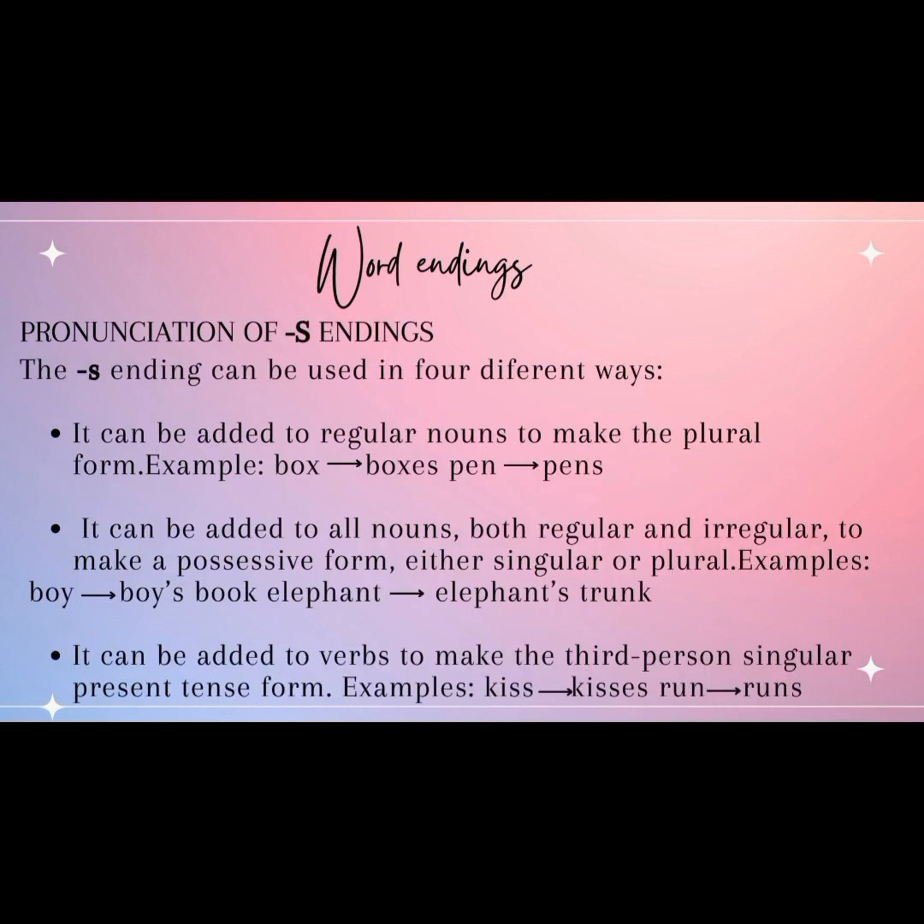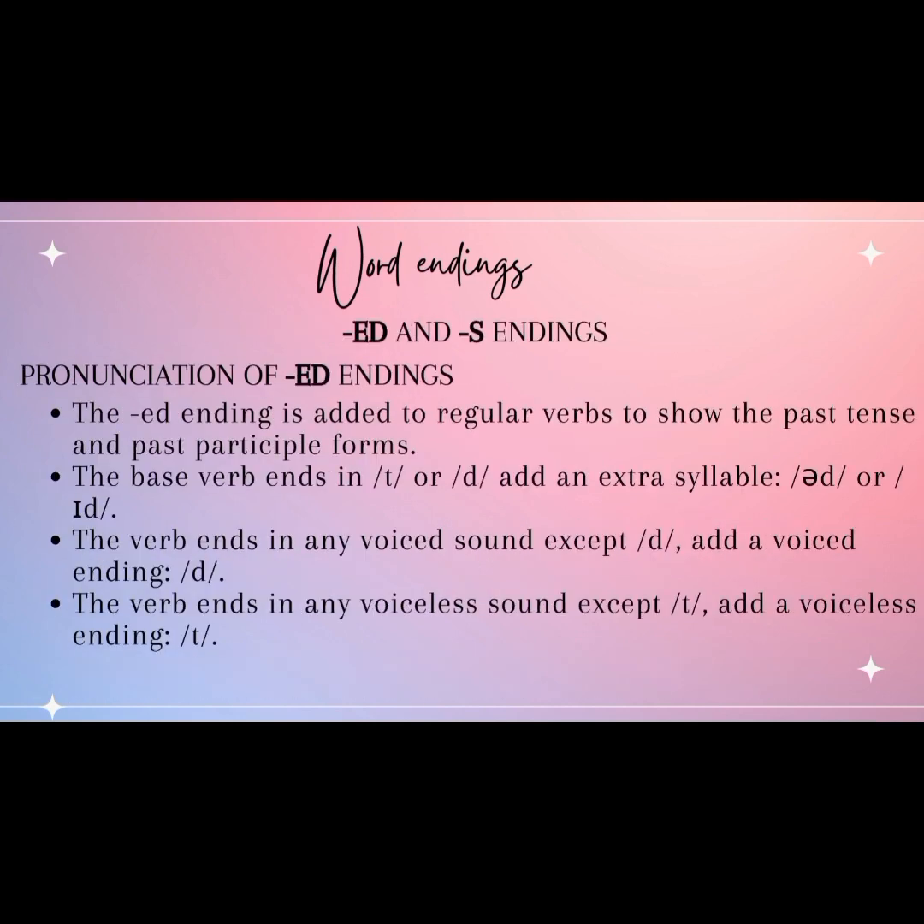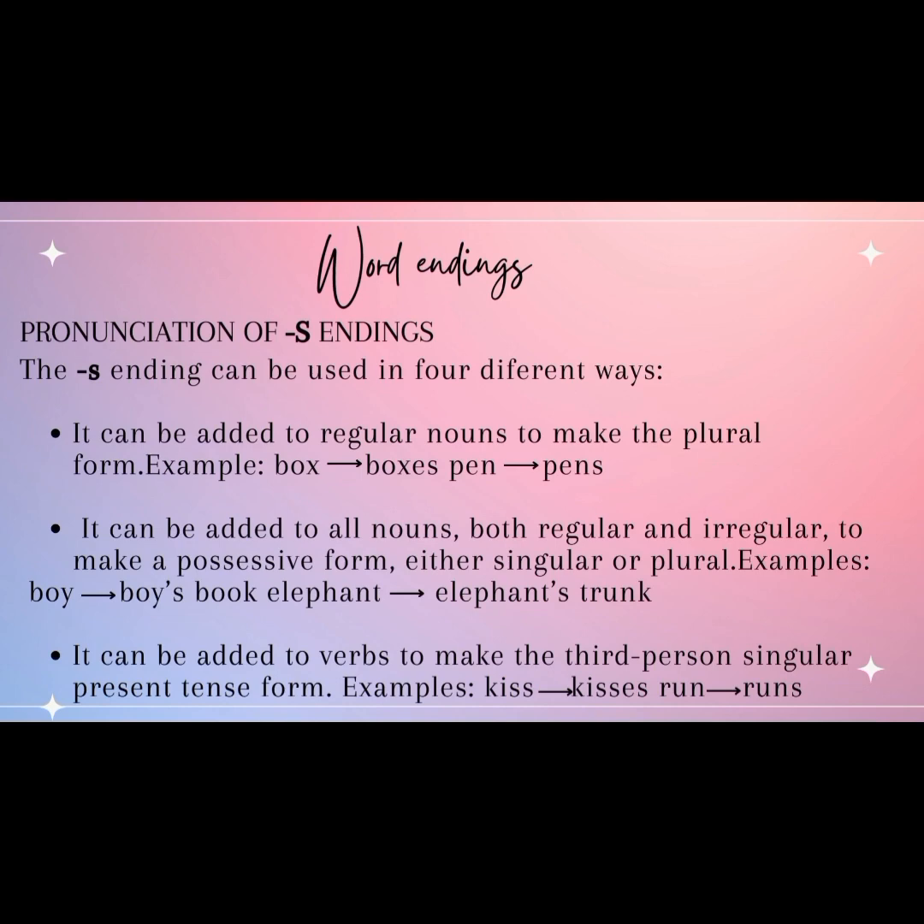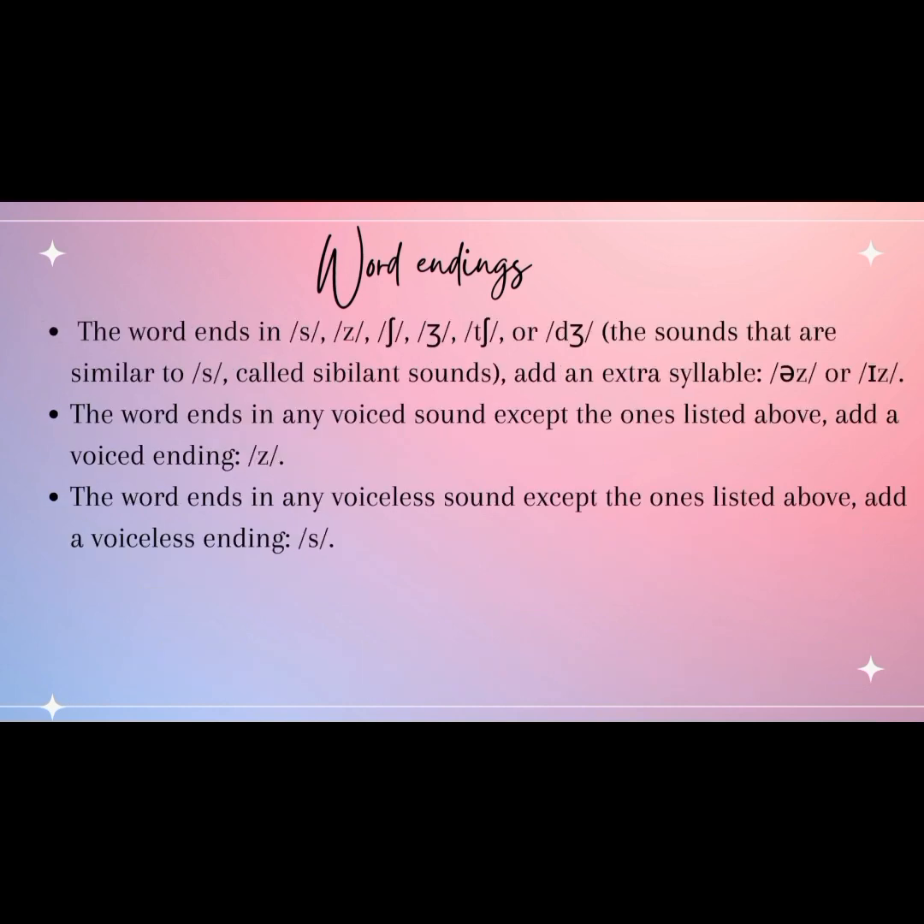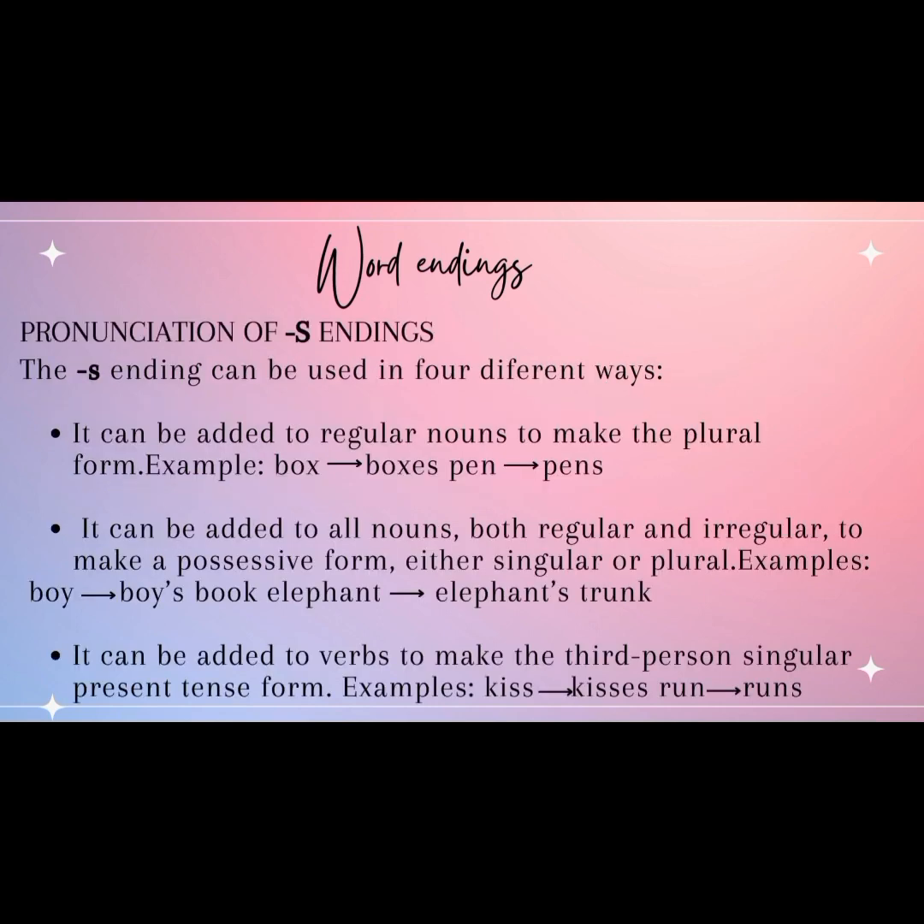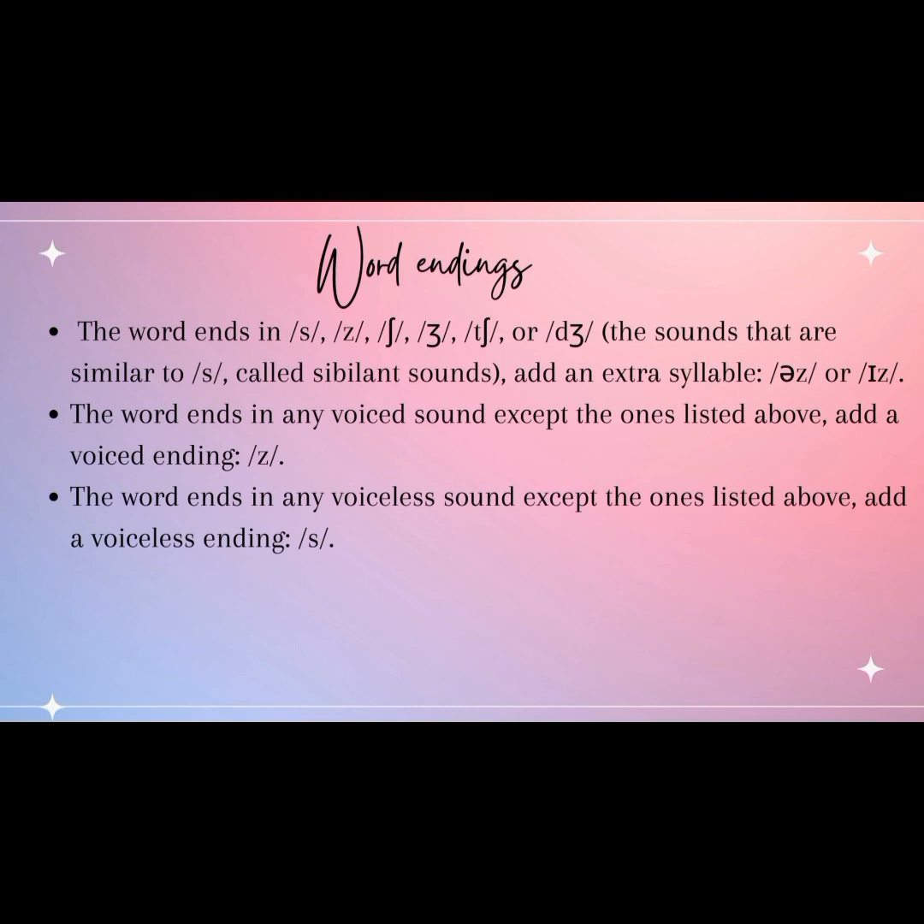It can be added to verbs to make the third person singular present tense, for example, kiss, kisses, run, runs. If the word ends in s, z, sh, ch, or j, the sounds that are similar to s, called sibilant sounds, add an extra syllable, iz. If the word ends in any voiced sound except the ones listed above, add a voiced ending z. If the word ends in any voiceless sound except the ones listed above, add a voiceless ending s.